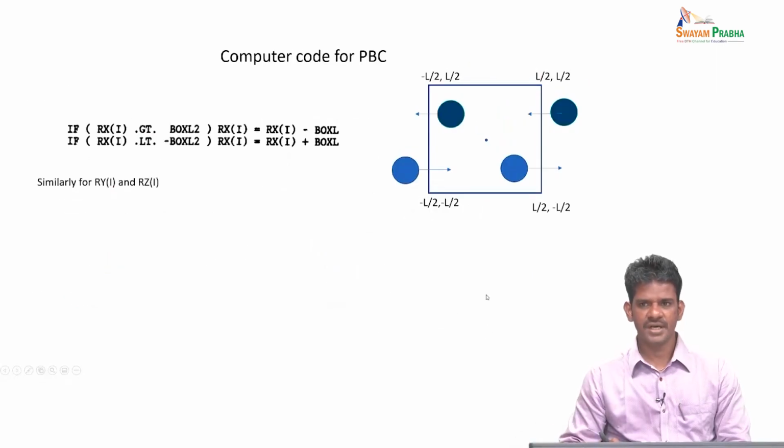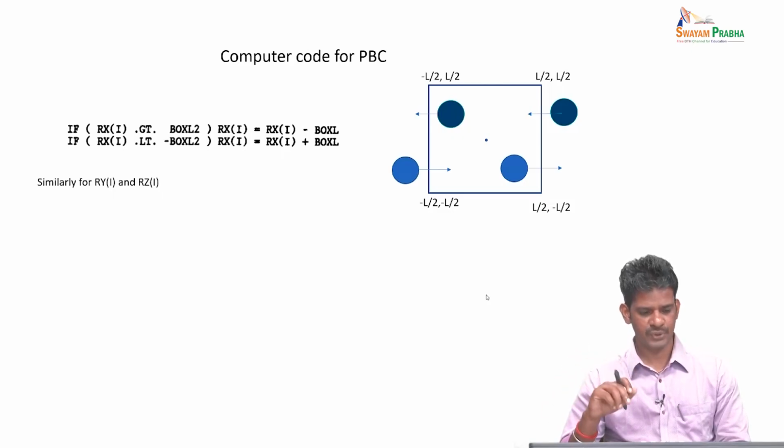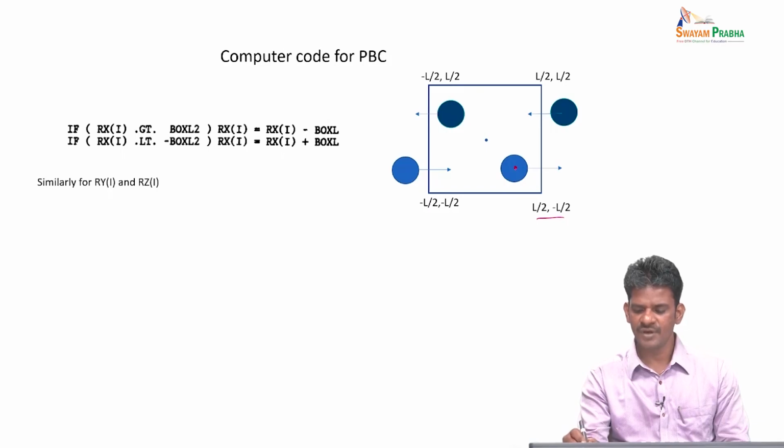Now the question is, how do we implement minimum image convention and periodic boundary conditions in a computer code? That's very easy to do. Think about a simulation box centered at the origin, so the edges are at plus or minus L/2. Suppose a molecule is crossing this boundary, and the periodic image from the left will try to enter here. We want to do this in a computer code.